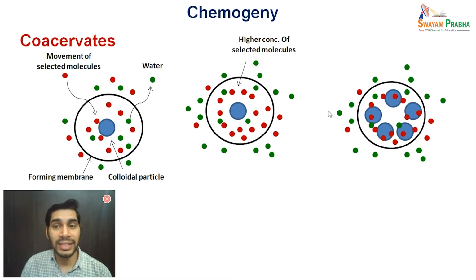Now here you can see there are a number of colloidal particles inside because these colloidal particles can interact with each other. For example, if one is histone and another one is DNA, they can interact with each other, they can get attracted to each other, and they can get attached with each other, which may increase their size as well.